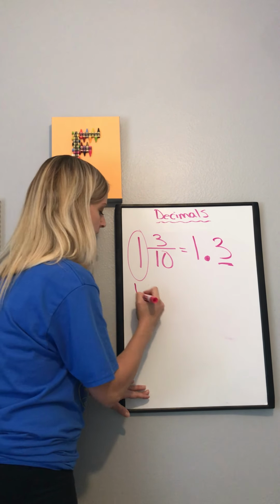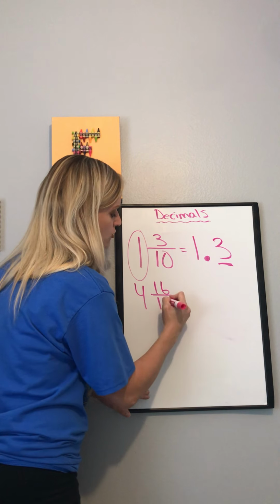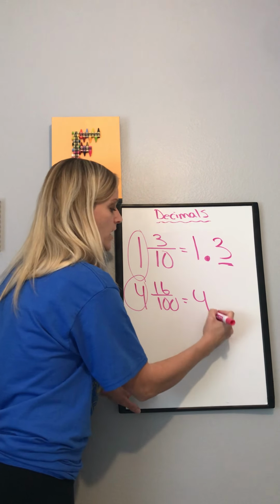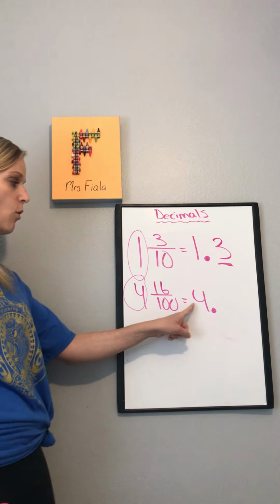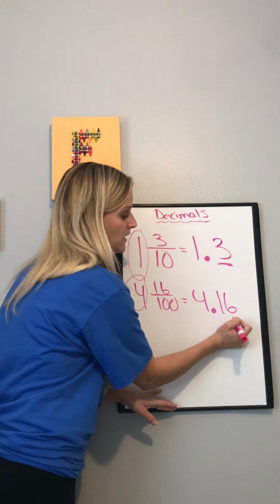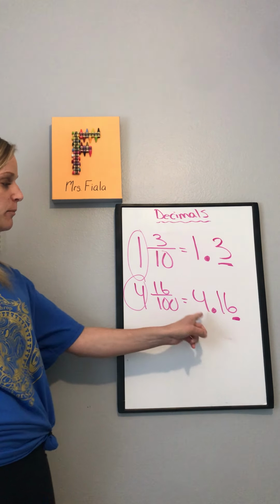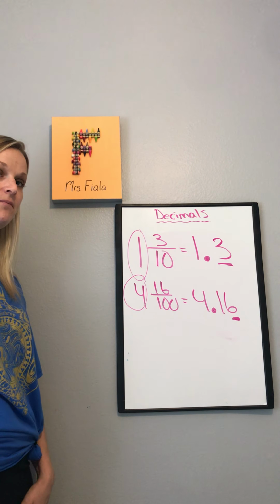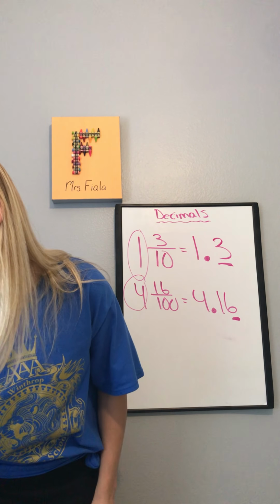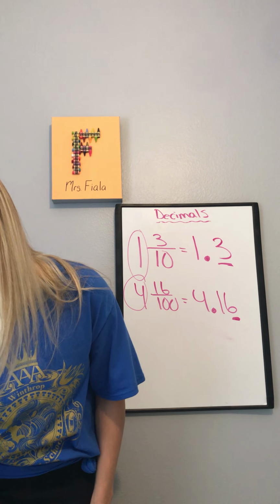Okay? So what if I had 4 and 16 hundredths? Remember, the whole number is right before the decimal point. So 4 point. Now I have 16 in the hundredths place. 4.16. Okay? So that's how you would write your mixed numbers as decimals.